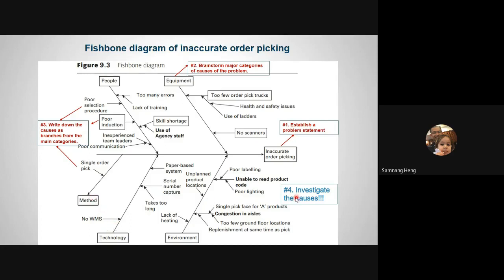And then you go to step number 4. Step number 4 is the real deal here. So you investigate the cause. This is how you take action. You look at the causes one by one, and you feel like, all right, a lack of training and an inexperienced team leader, these two require training. It's the same thing, so you just cross one out. You don't need both of them.